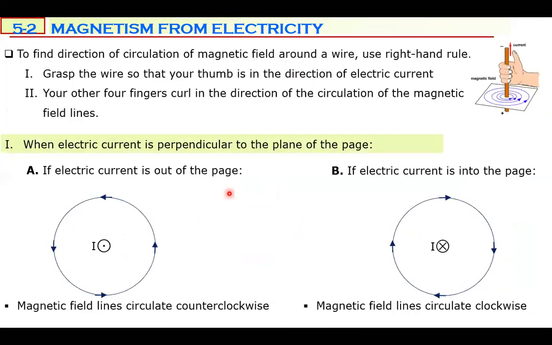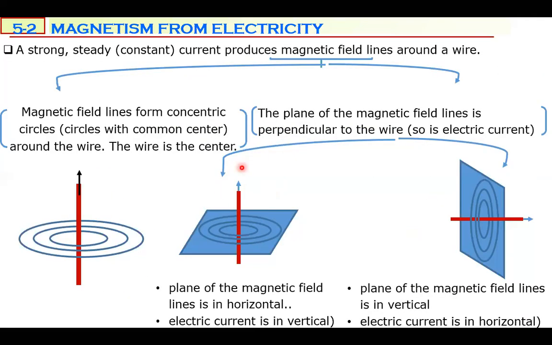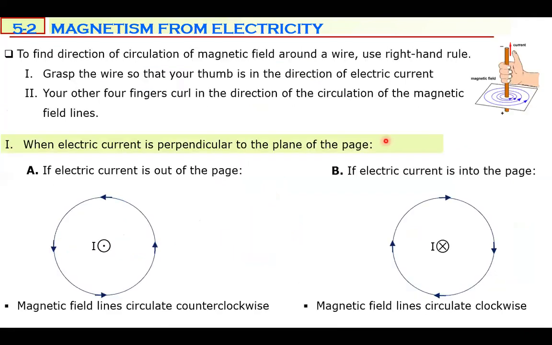And next is how to find the direction. We know that there are concentric circles, but we also know that magnetic field is a vector quantity. That's why we should also give some direction to these concentric circles. This direction can be found by the right hand rule. We are going to point the thumb in the direction of the electric current. The curled fingers will represent the direction of circulation of these magnetic field lines around this wire.